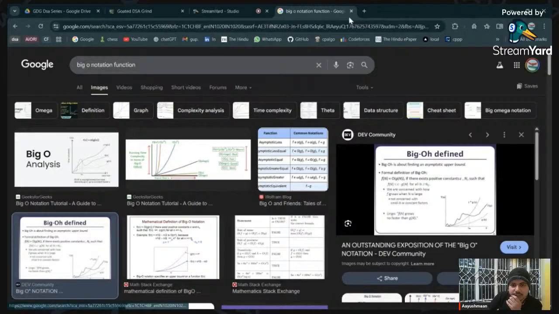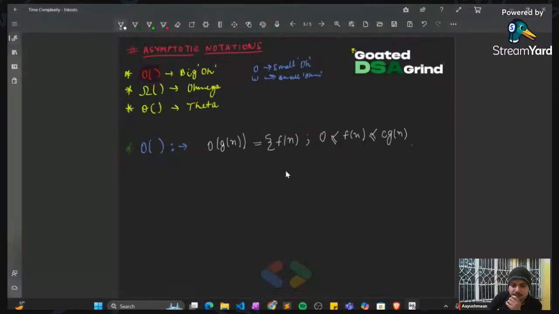Yeah. The function is less than CF. Okay, sure. This is right. Okay.